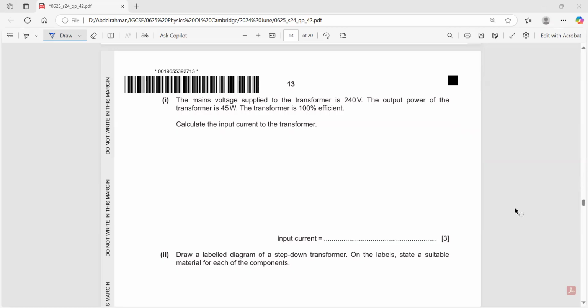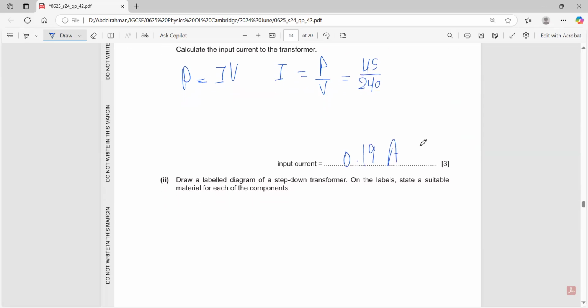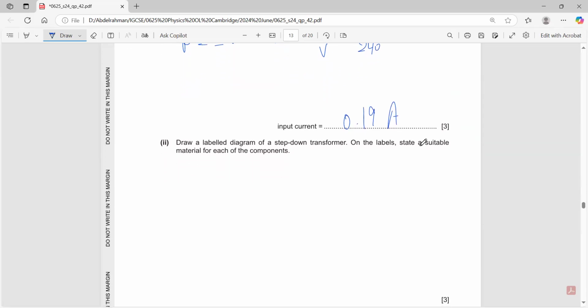Why? Because you know that the power equals IV, right? To find the current, power over voltage. Power is 45 watts, and the voltage is 240. What's 45 divided by 240? 0.1875 or 0.19 amperes. That's it.